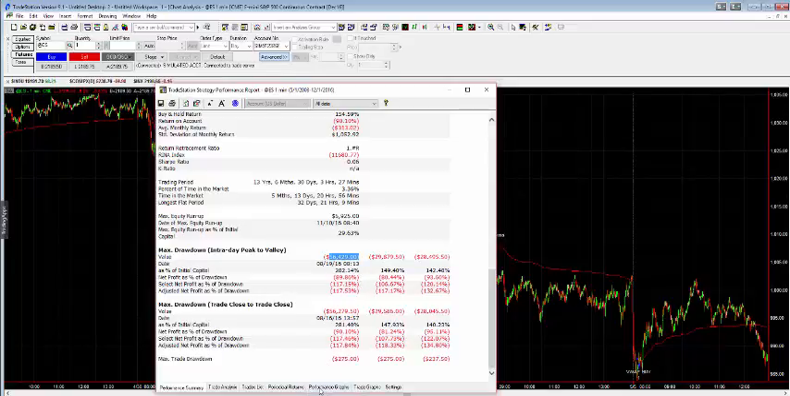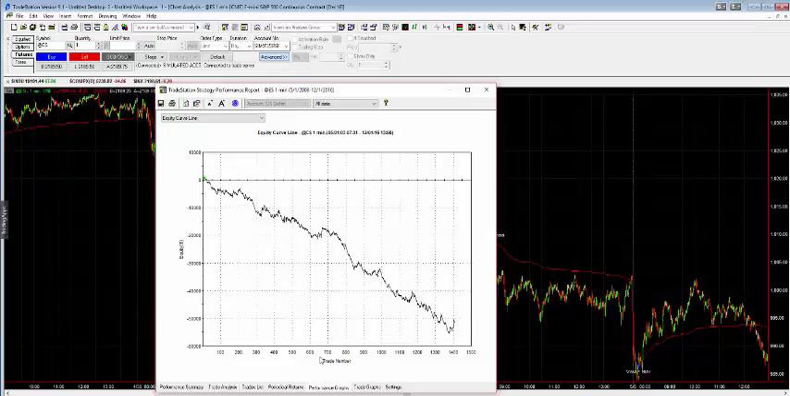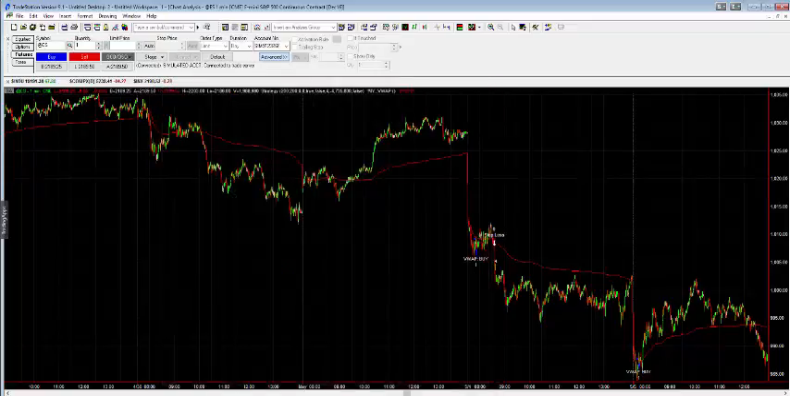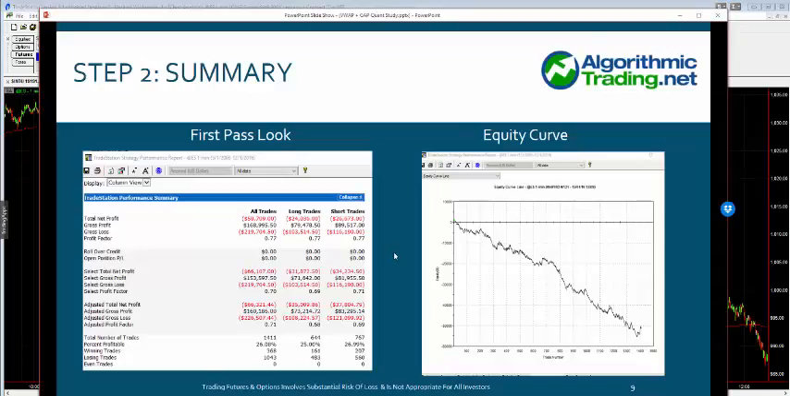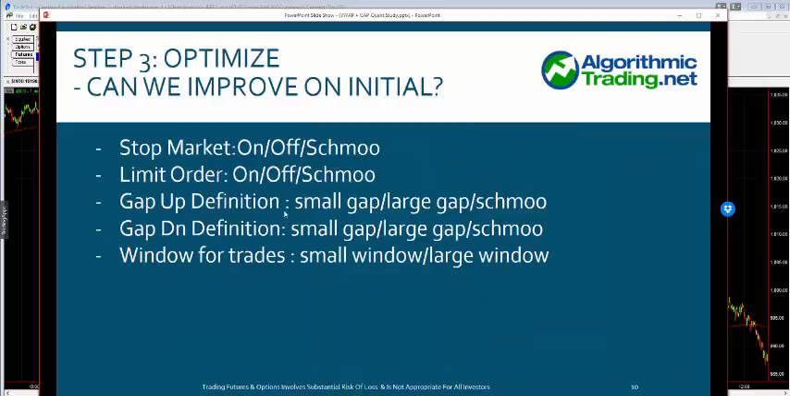If we look at the equity curve, it's really bad. It's about as bad as it could get. Basically just straight down. You will see these blips where it had some good trades, but the overall trend is pretty much straight down. So let's go back to the slide deck. Overall, the first pass is that this is a horrible algorithm.